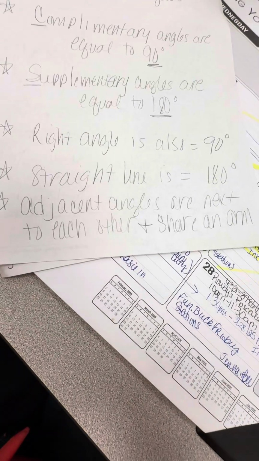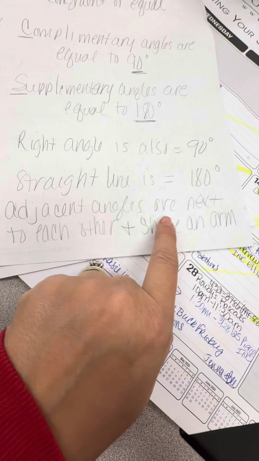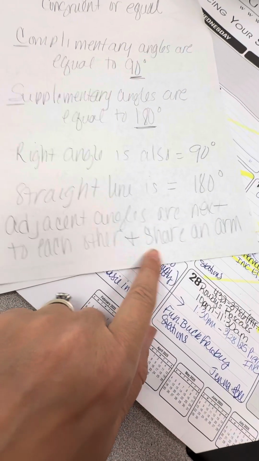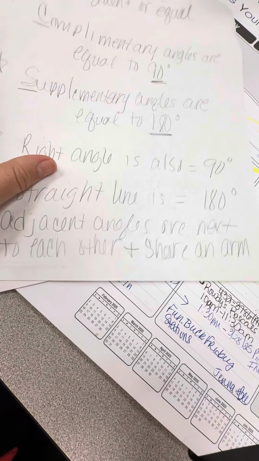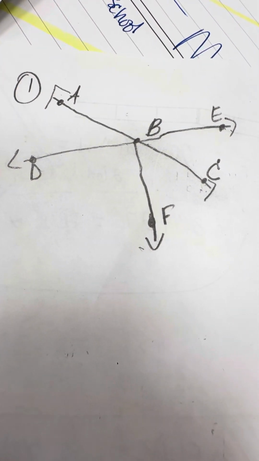The last type of angle you need to know for that front page is an adjacent angle. They are next to each other and they share an arm. So here, this angle is next to this angle. They're right next to each other. Angle 1, angle 2, correct? And they share this arm, and that's what makes them adjacent. So one angle is next to another angle, and they share an arm.